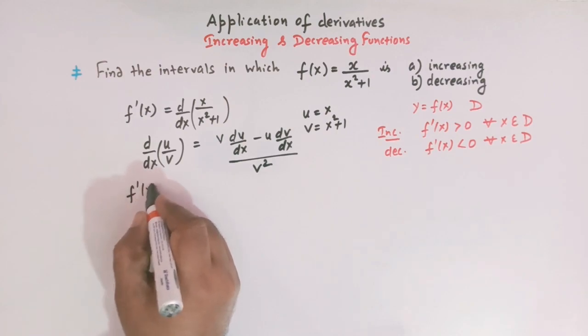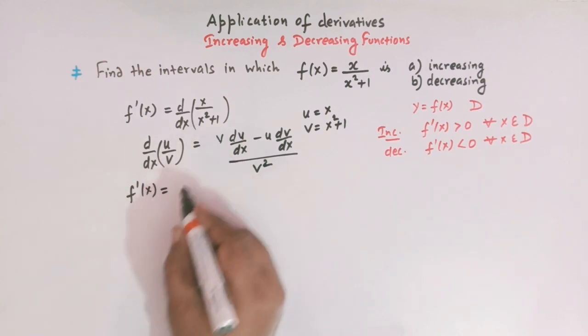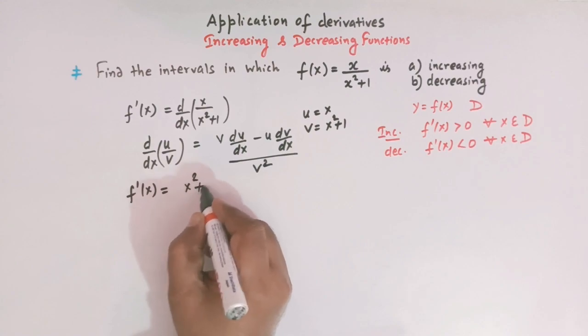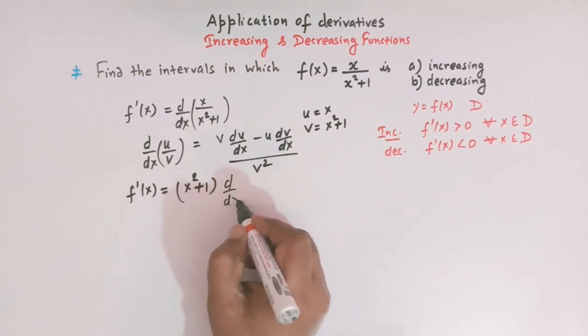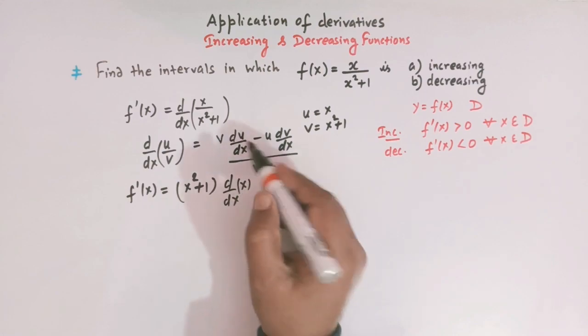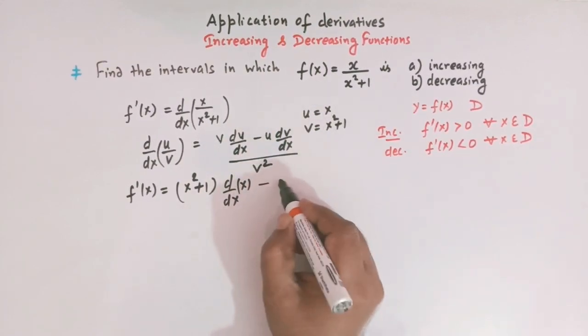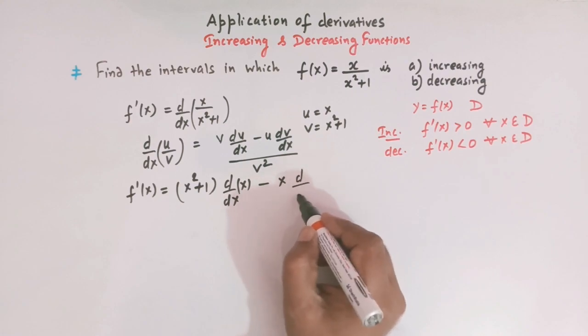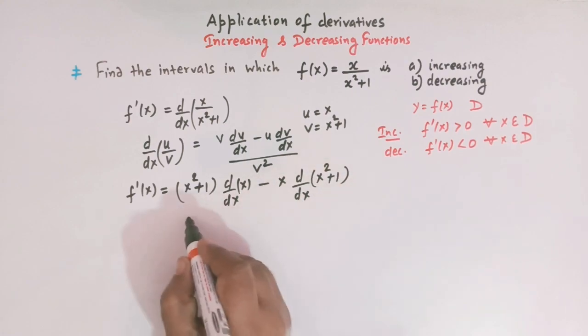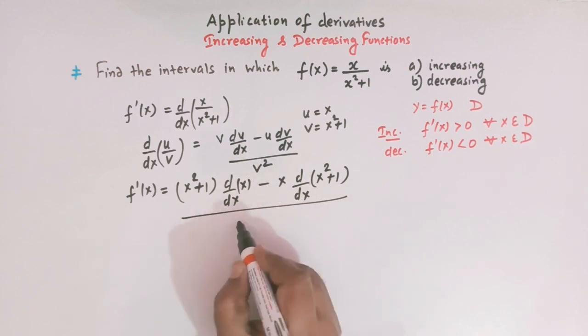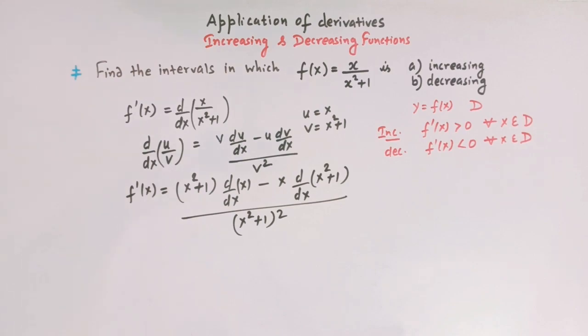So f prime of x is now equal to: we have x square plus 1, times the derivative of u, which is x, then we have here x, and then the derivative of x square plus 1, and in the denominator we have x square plus 1 whole square, right?